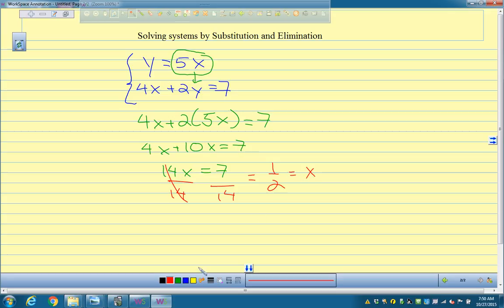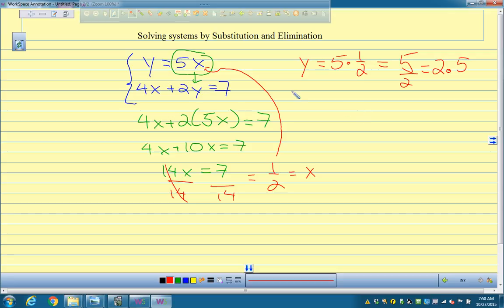How do I find y? If I know x. Because a solution to a system involves finding both x and y. Jacob? Yeah, I would take it and you could plug it into either equation, but the easier equation, I think, is to plug it back in there. So you get y equals 5 times 1/2, and you could just leave that as 5/2, or 2.5, however you want to put it, okay, is okay.